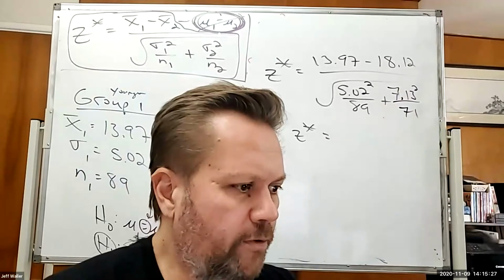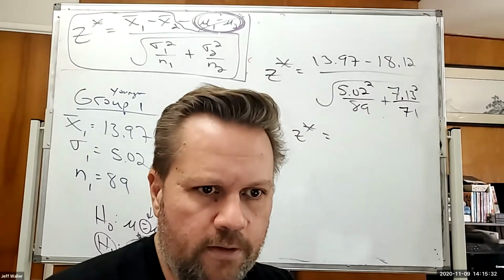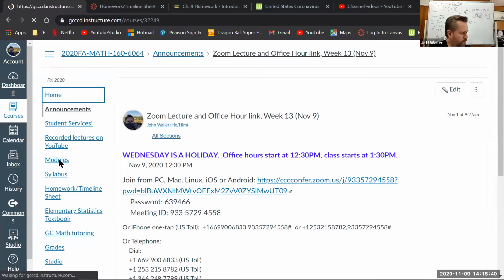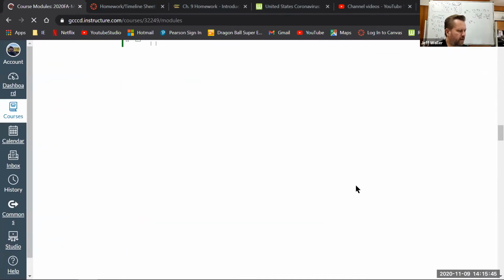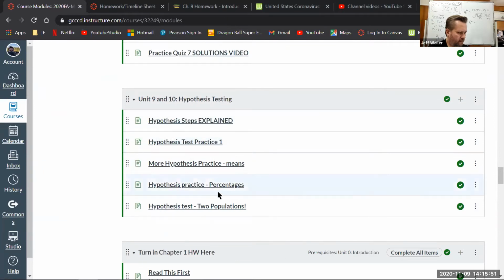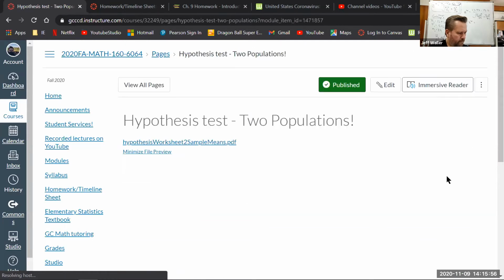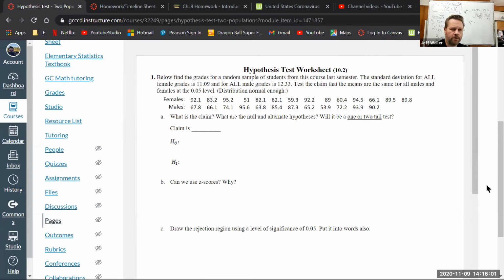So if you are able to, please go to Canvas, because I have put up in Canvas, in the modules, in chapter 9, which I've now renamed 9 and 10, right down here, 2 populations. So that's the sheet I want you to work on right now.